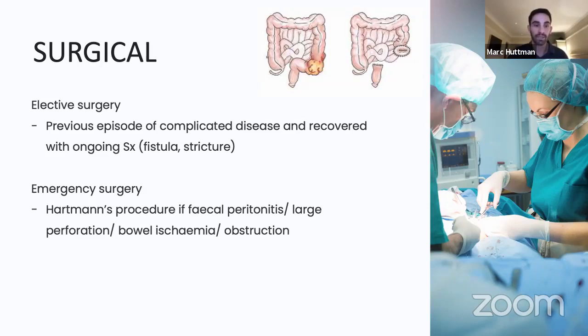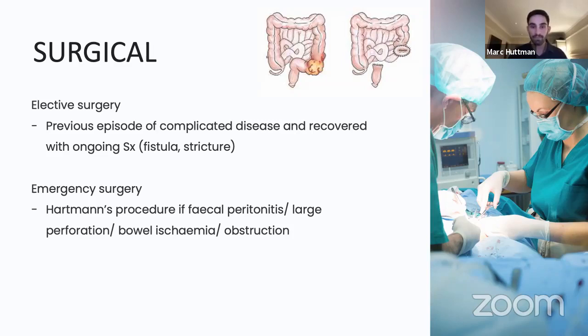So a Hartmann's procedure, you do it if there's fecal peritonitis, large perforation, or kind of an unsurvivable bit of bowel, if it's ischemic, for example. So what is a Hartmann's procedure? There's a little image of it near the top of your screen, but it's when you cut out the sigmoid and then make a stoma with a proximal bit and stitch the other bit. So this is a sigmoidectomy and a proximal end colostomy.